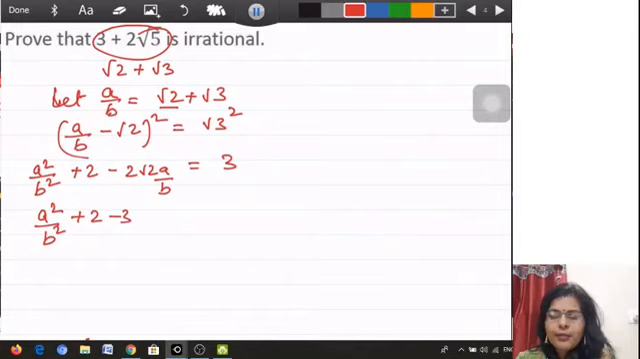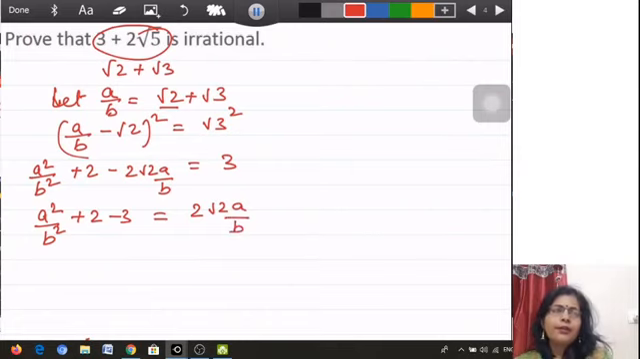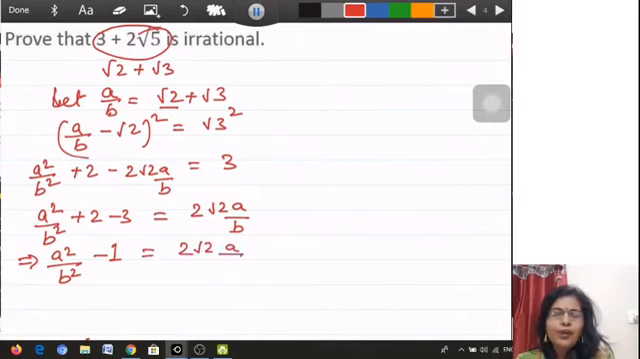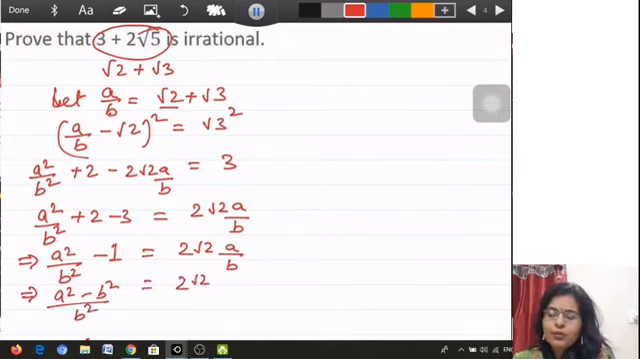This root element we will just take to the right hand side, 2 root 2 a upon b, and keep it that side. So what has it become? A square upon b square minus 1 is equal to 2 root 2 a upon b. Simply we will just solve it. A square minus b square upon b square is equal to 2 root 2 a upon b.